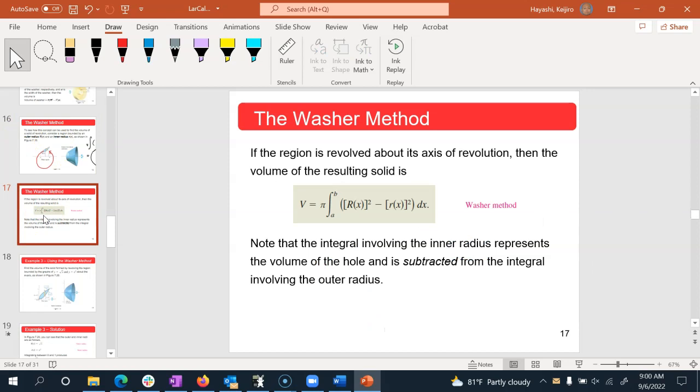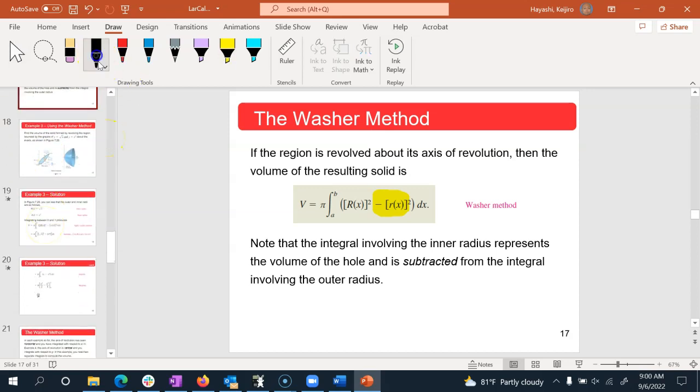And so that formula is right here. The only difference from the disk method that you just learned is the addition of this minus little r squared. And it really just is like you're using the disk method twice: once for the outside, and you're subtracting away, doing it for the inside. And otherwise everything else is the same. There's still the pi in the front, still goes from a to b, still dx. And the version of that is dy.